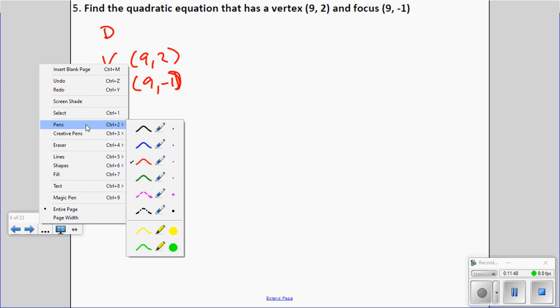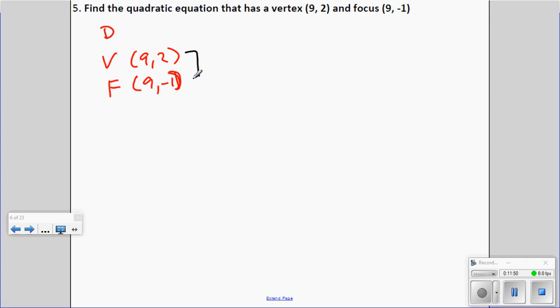So let's count the distance. The distance between negative 1 and 2 is plus 3. So the distance from these two should also be a plus 3. So that means my directrix would be y equals 3. I'm sorry. Oof, no. 5.